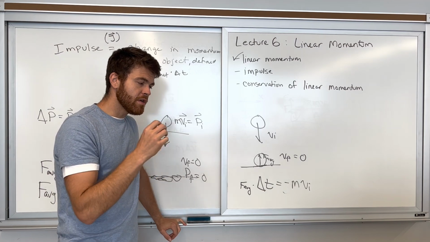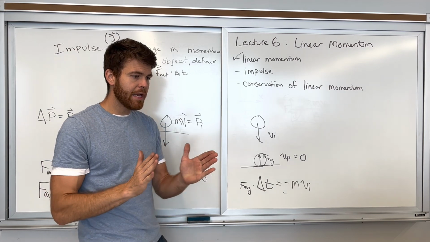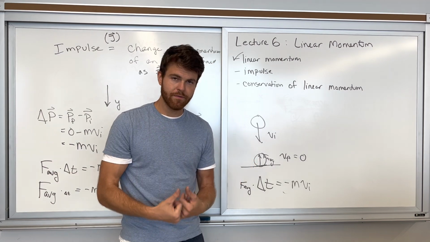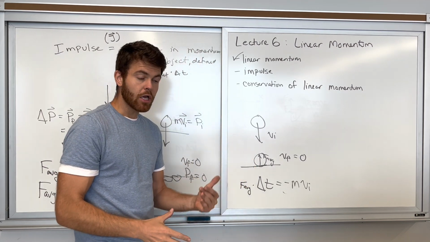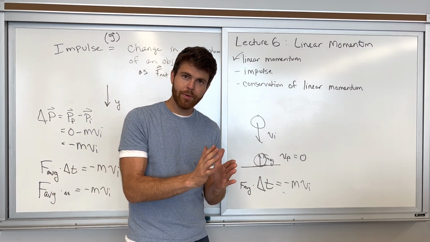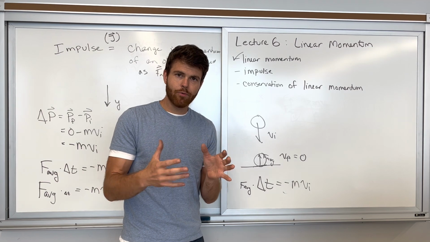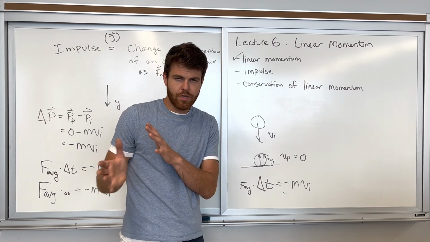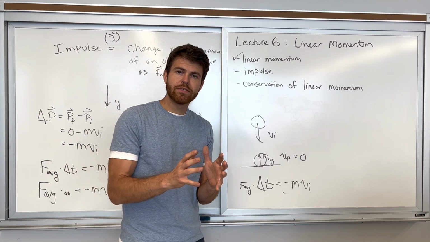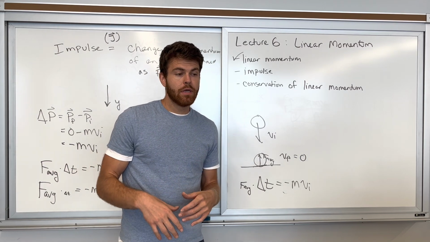And as long as we can increase the time over which the body comes to a stop, we can decrease the force. That's also why cars are designed for the front ends to crumple up, because as they crumple up, they absorb energy. We'll talk about energy in the next lecture. But it allows the car to come to rest over a longer period of time.